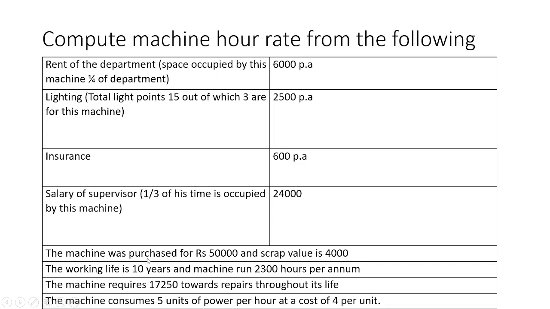Then we need to understand that there are two types of charges. One is the fixed charges, the other one the variable charges. The rent, lighting, insurance, salary are all fixed charges, and then we have variable charges. Variable charges are the power, then we have repairs as well as depreciation. So, power, repairs and depreciation are variable charges. Then the salary of supervisor, insurance, lighting and rent are fixed charges. So, we need to have an understanding about the fixed charges and the variable charges.